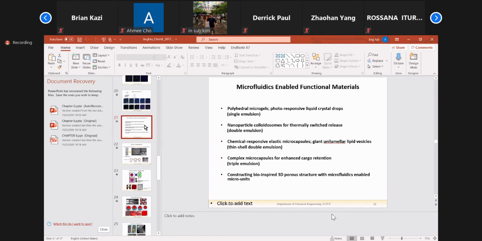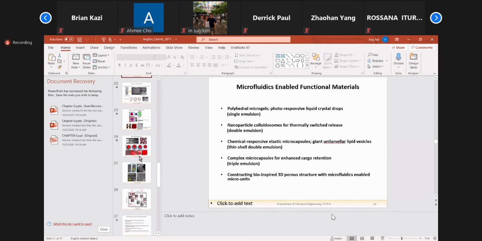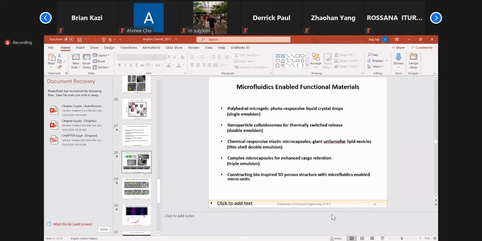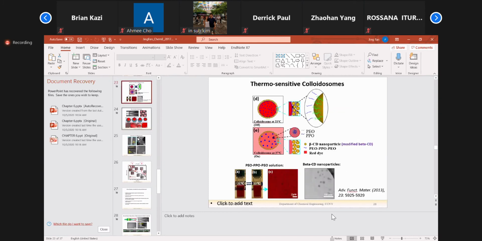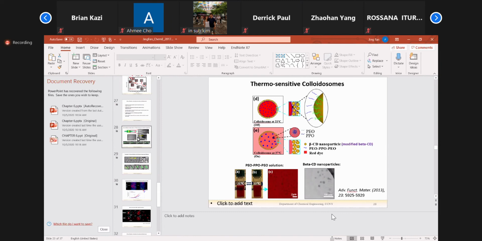Okay, so these are two examples of multi-scale, micrometer-scale functional materials from single emulsion droplets. Then I probably have time for introducing only one more example, on double emulsion. Let's look at this example.